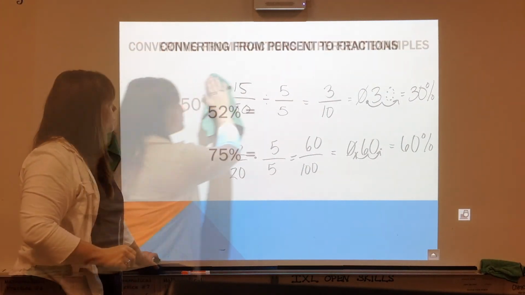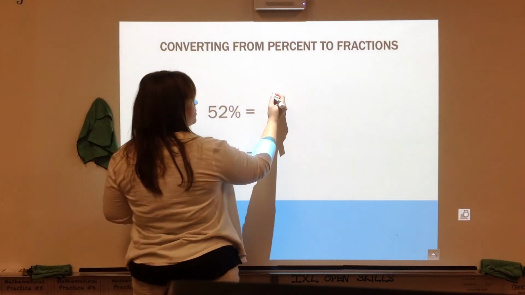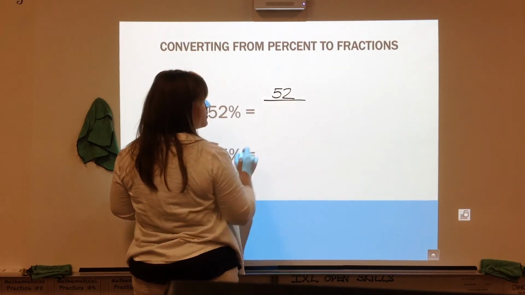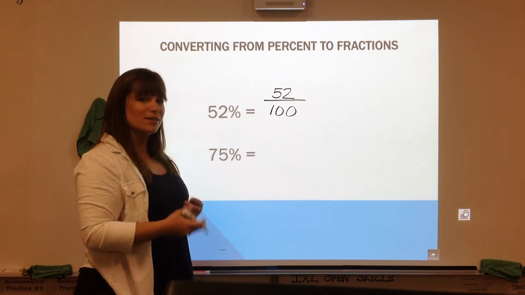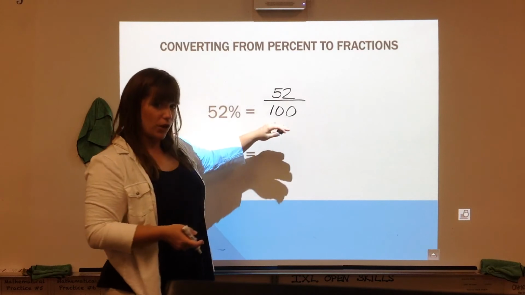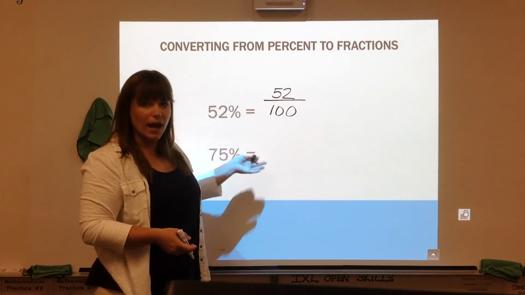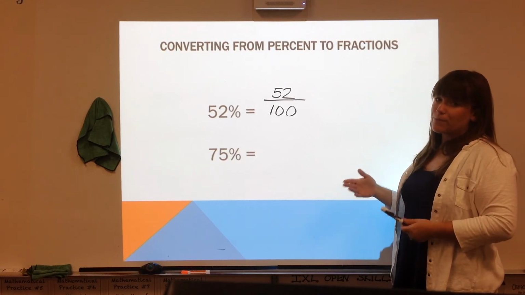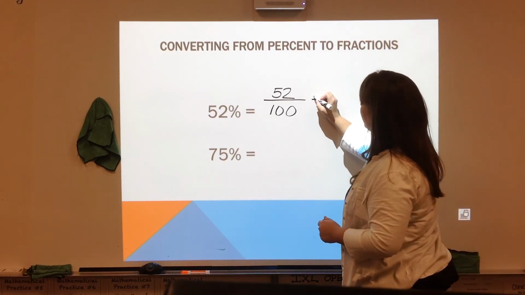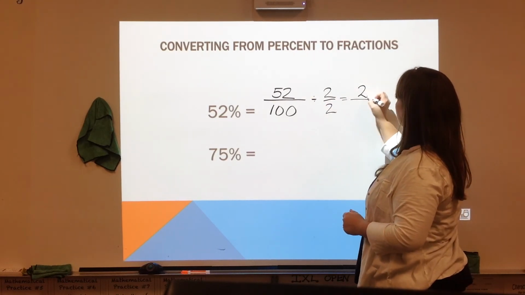Now let's go the other way. Here we have 52%. I'm going to literally put the 5 and the 2 in the numerator, and because it's a percent, it's out of 100. That's what the idea of percent means. Meaning if there was a 100-question test and you got 52 questions right, your grade would be a 52 out of 100. Now we have to figure out if this is in simplest form. It's not, so I'm going to divide by 2 over 2. When I do that, 52 divided by 2 is actually going to be 26.